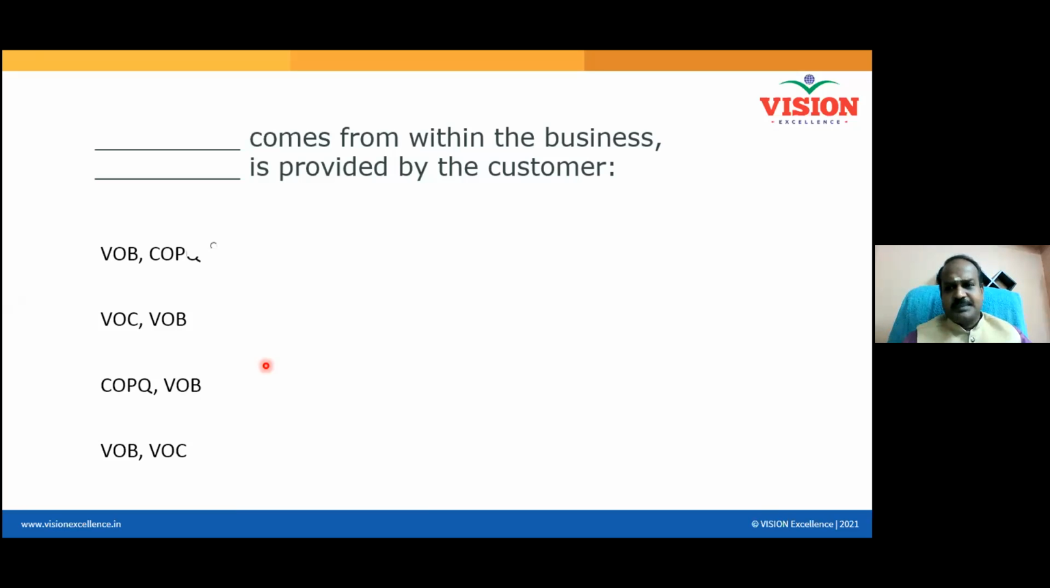Can you give me an example? Are all the employees' voices considered voice of business, or only the people who hold the leadership position? Stakeholders, people who hold the leadership position, their voice is considered voice of business, because the employees are considered internal customers.